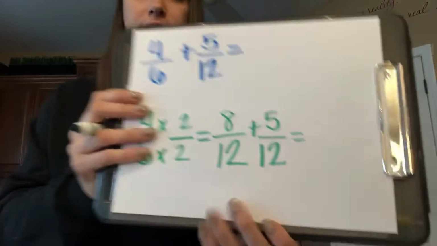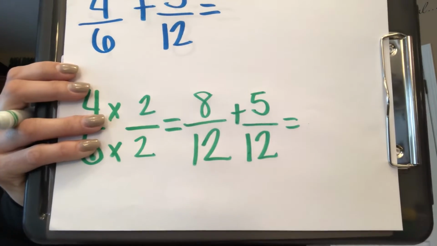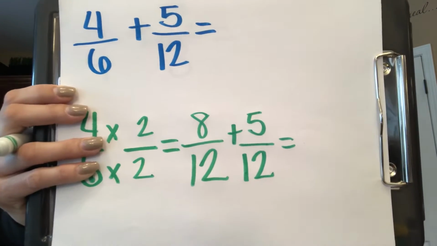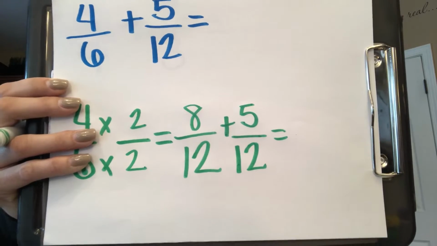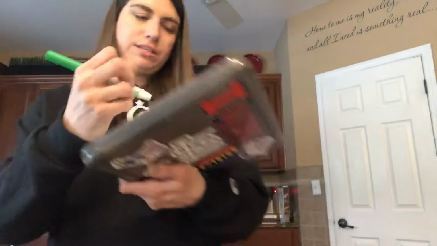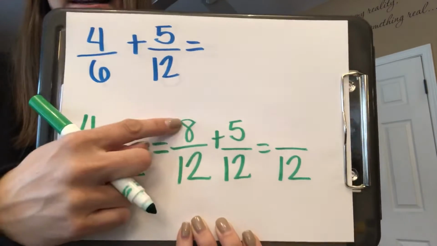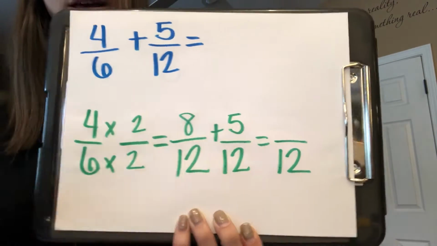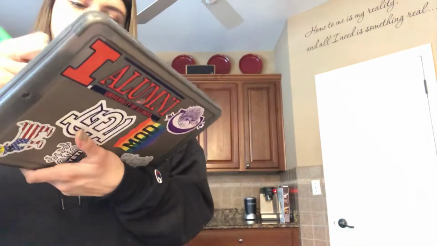So if you haven't done that yet, go ahead and do it now. All right, so for this one, remember my denominator stays the same. And then 8 plus 5 is 13. So my 13 is gonna go on top.